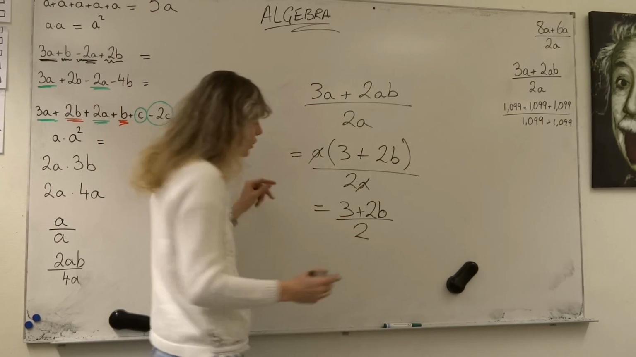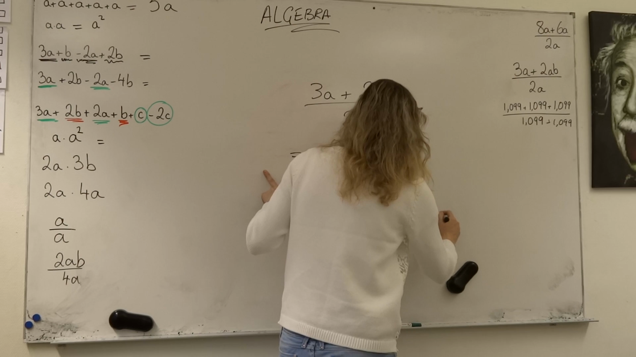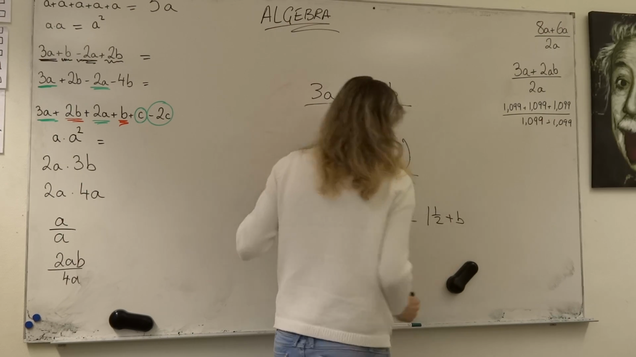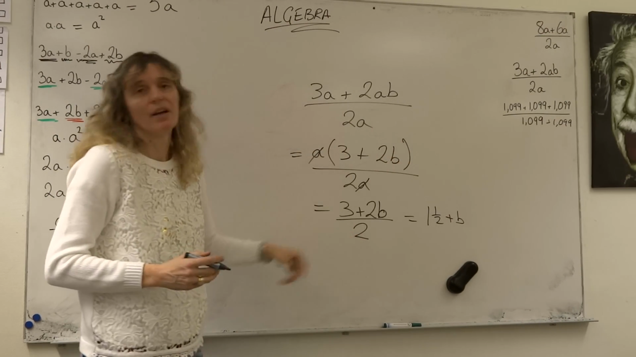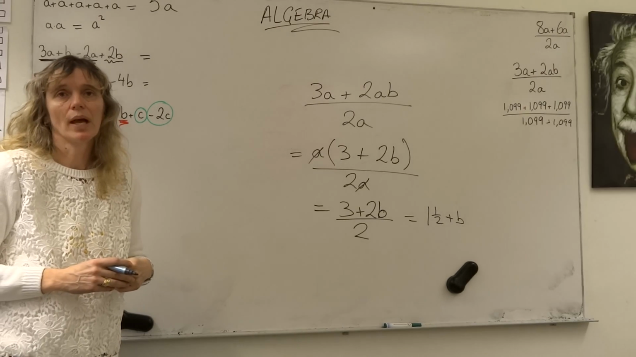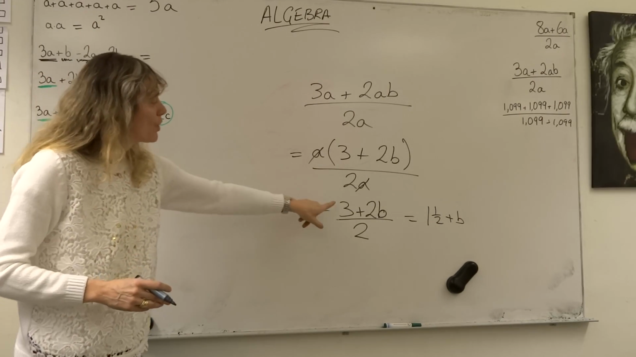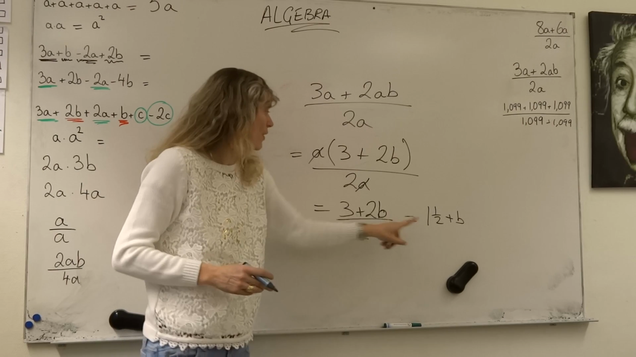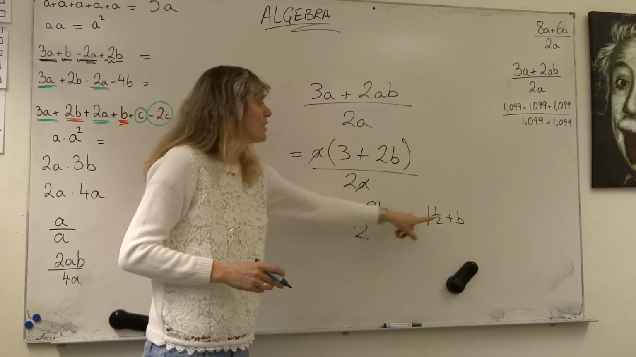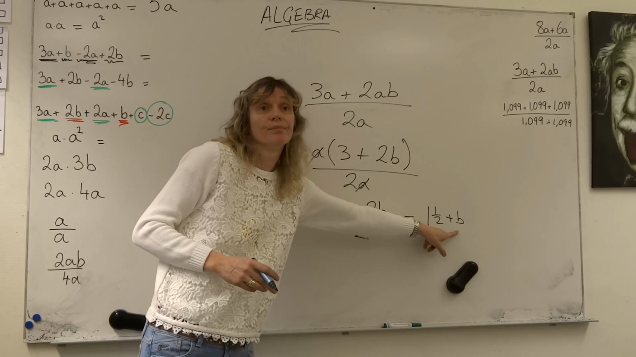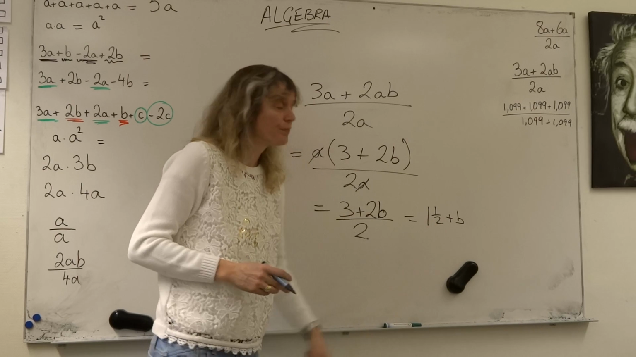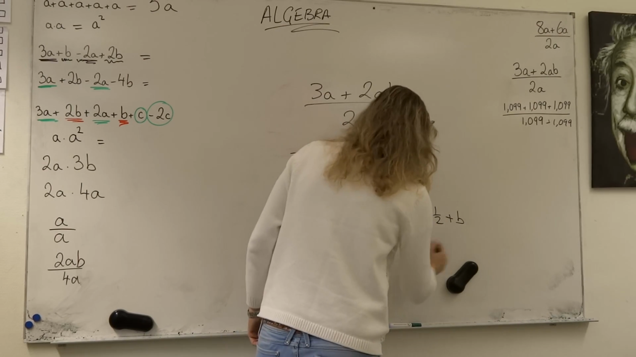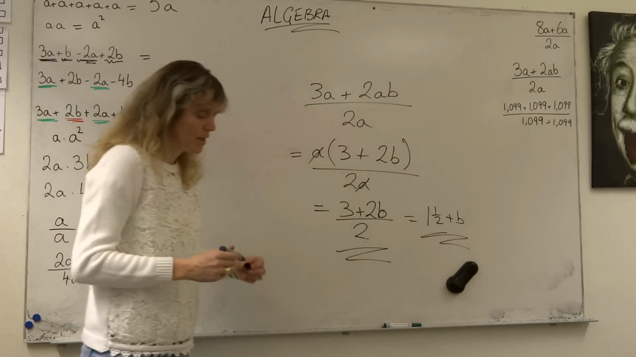Which I'd leave in that expression. You could change that to 1.5 plus b, but I'd probably leave it in that form. Okay? They both mean the same thing. 3 divided by 2 is 1.5. 2b divided by 2 is just 1b. So you can leave it in either of those forms.